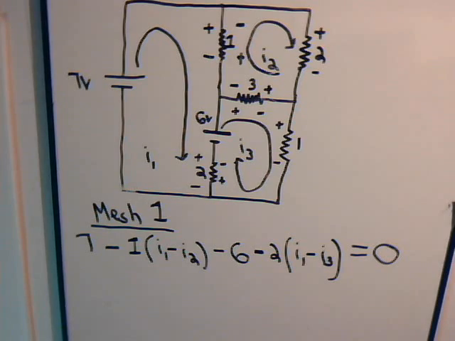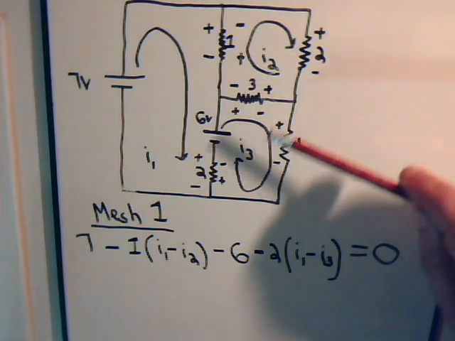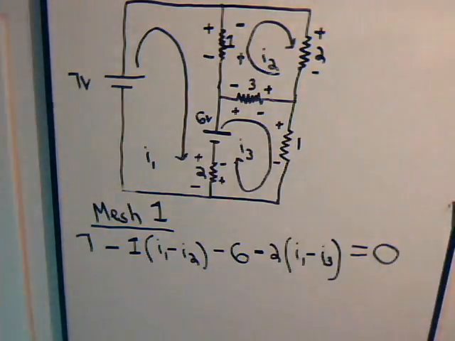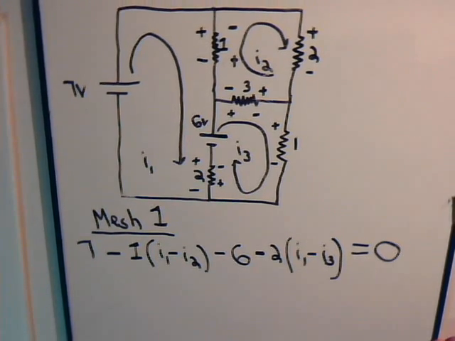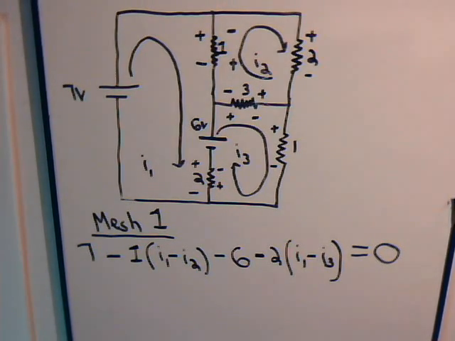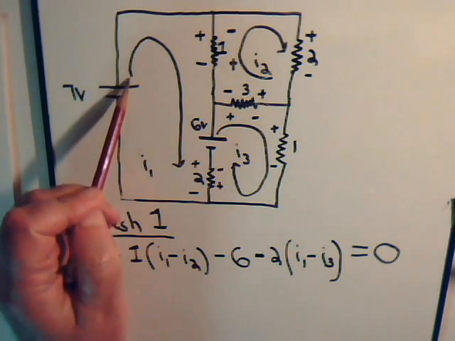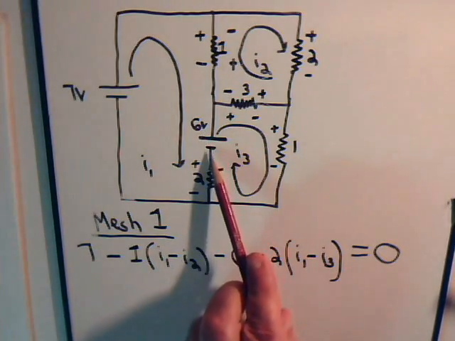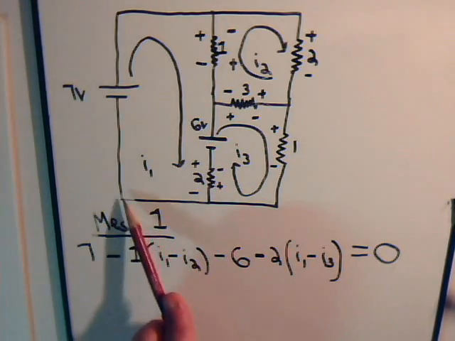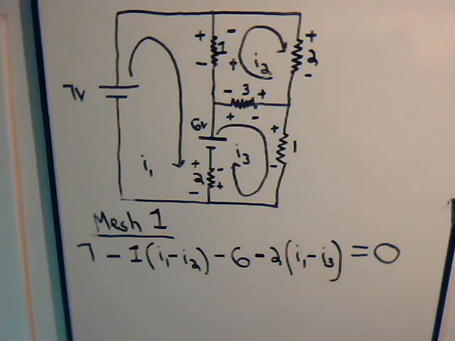Now, before we go on and set up the equations for mesh 2 and mesh 3, let's review first of all what we did for mesh 1. So again, to set the problem up, we're assuming that there is a clockwise current that flows down this resistor, straight down across the battery, down this resistor, and back up to the battery. That's our mesh current, if you will.